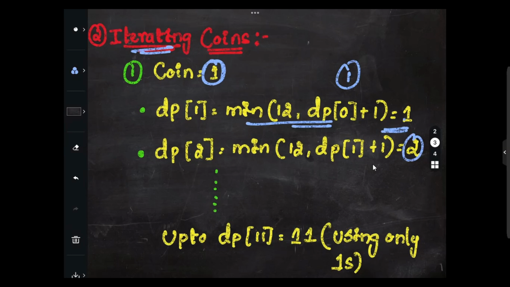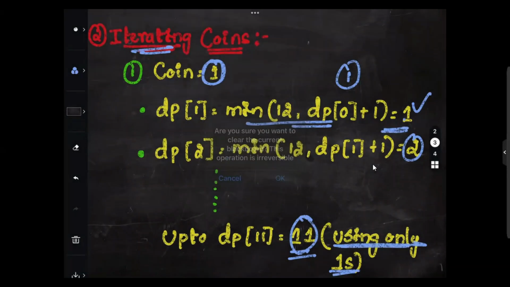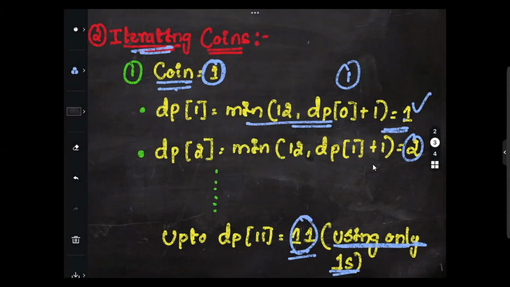Like that we'll do for all the 11, right? So until dp of 11. dp of 1 will be 1, dp of 2 will be 2. For dp of 11, it will be min of 12 comma 11, and we will be considering the minimum. 11 will be minimum, so dp of 11 will be 11. So we are using only ones here, right? We are considering coin only 1, right?